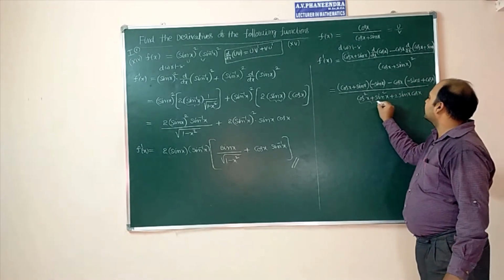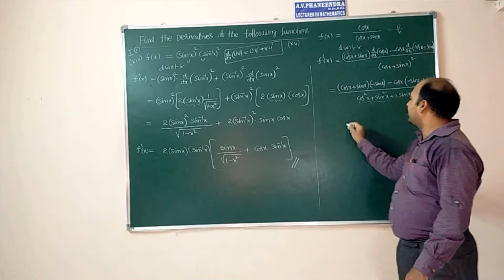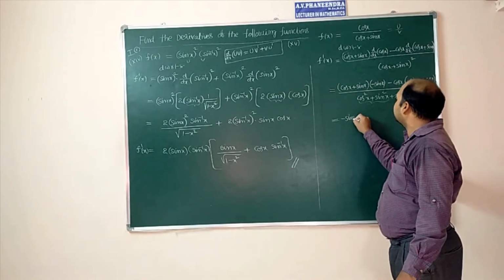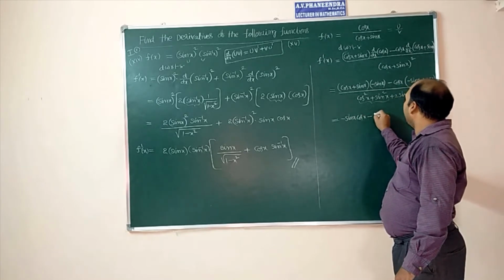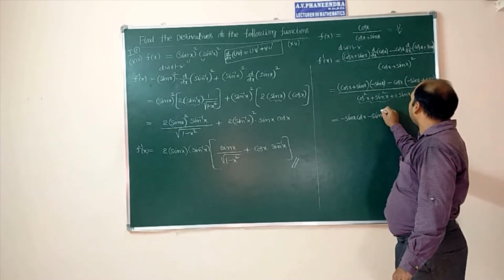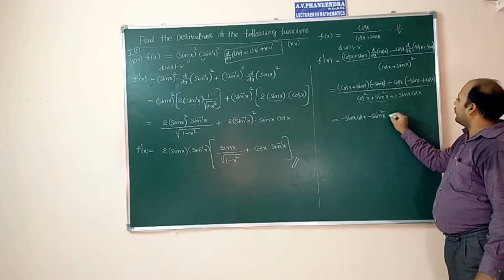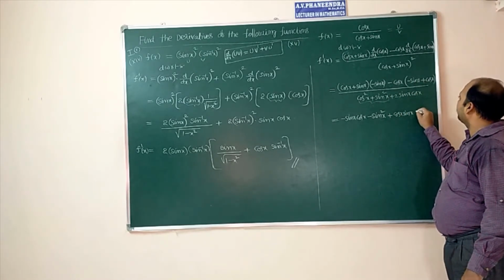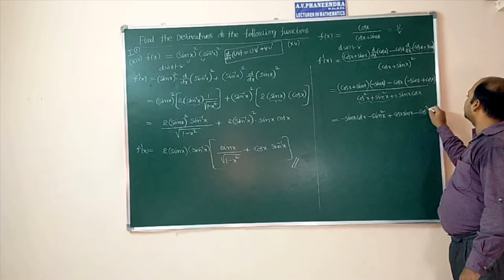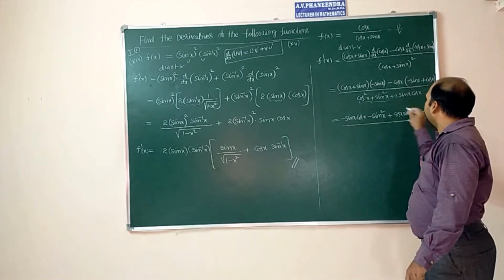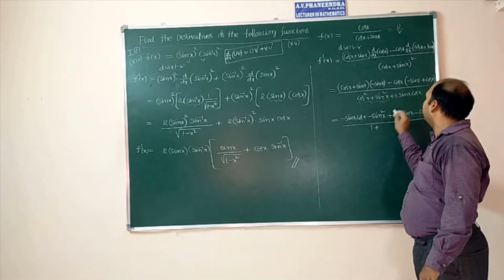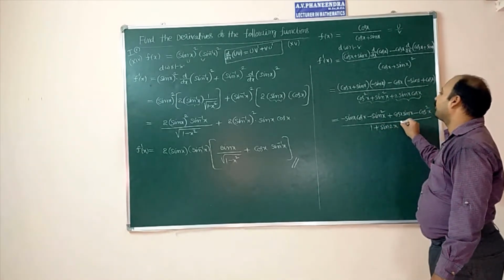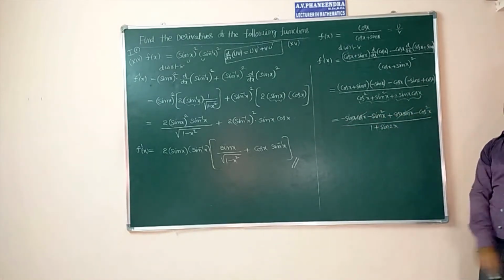So cos²x plus sin²x value is 1. In the coming step you have to write it: minus sin x into cos x minus sin x cos x, minus sin x into sin x, minus sin²x, minus into minus plus cos x into sin x, minus cos²x, divided by cos²x plus sin²x, which is 1, plus 2 sin x cos x, which is sin 2x. Minus sin x cos x plus sin x cos x cancel.